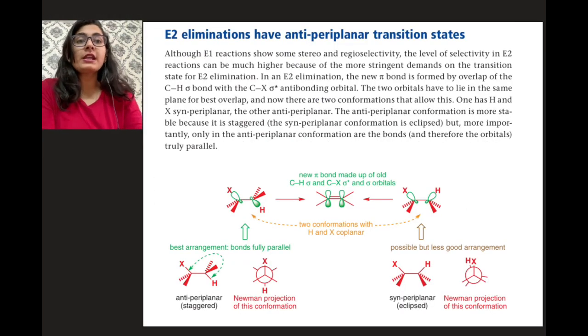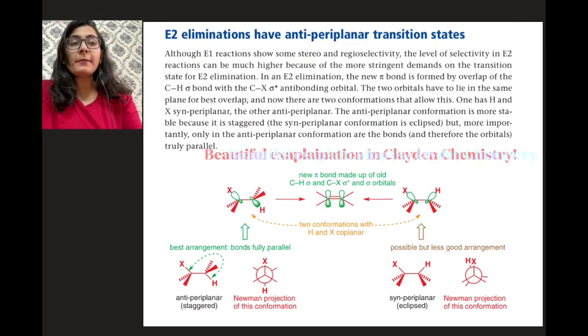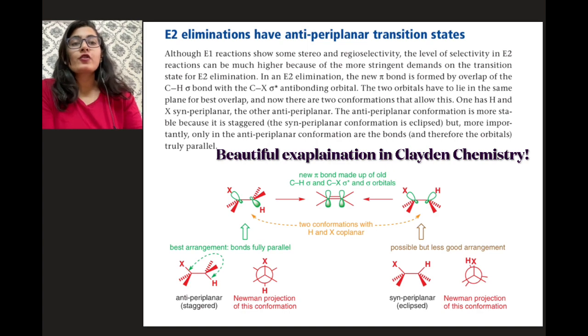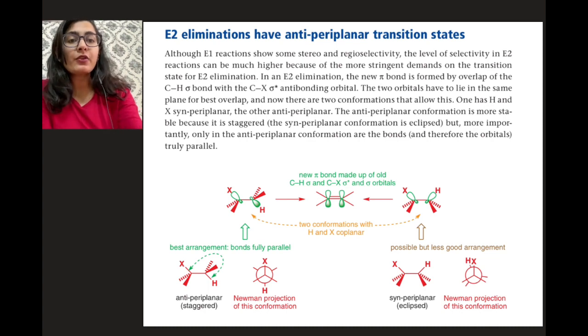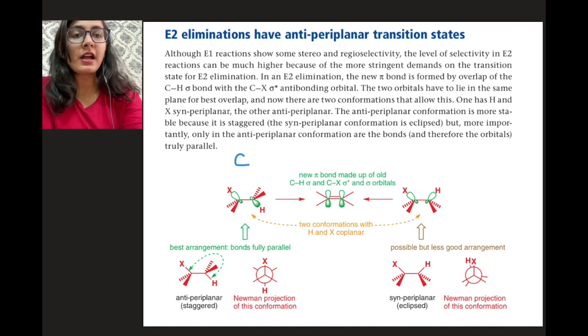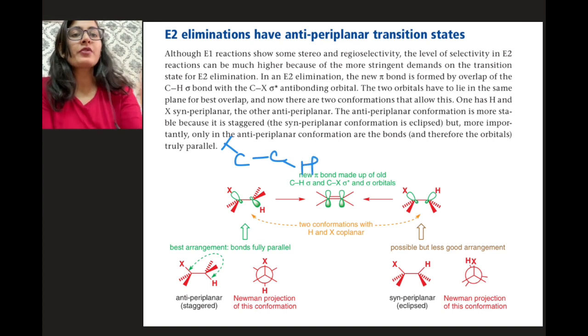So here you see E2 elimination has an anti-periplanar transition state. Just now I told you that stereochemistry is very important to understand E2 elimination. Consider that there is a carbon which has a leaving group X, and we want the hydrogen which is just opposite to the leaving group X. Why is that so? Let's see the reason.